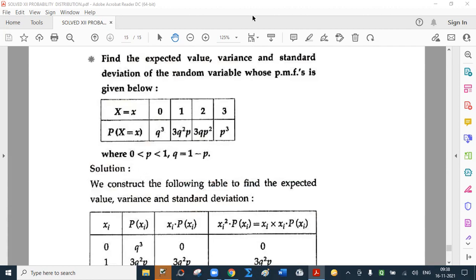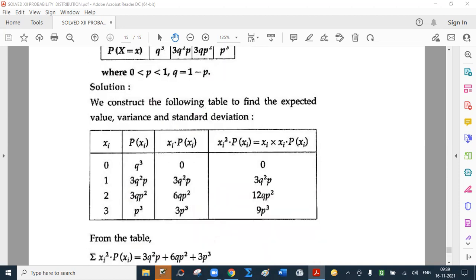Now, the last one. Find the expected value, variance and standard deviation of the random variable whose PMF is given below, where 0 less than p less than 1, and what is q? Probability of failure, it is 1 minus probability of success. So we construct the following table to find expected value, variance and standard deviation. First column x, then px, xpx, and finally x square into px.